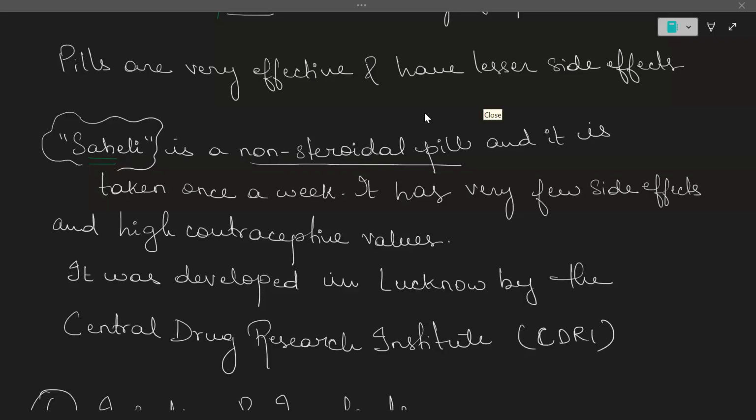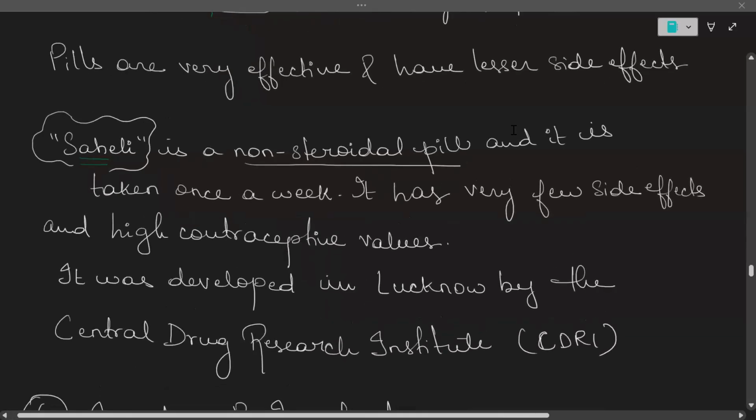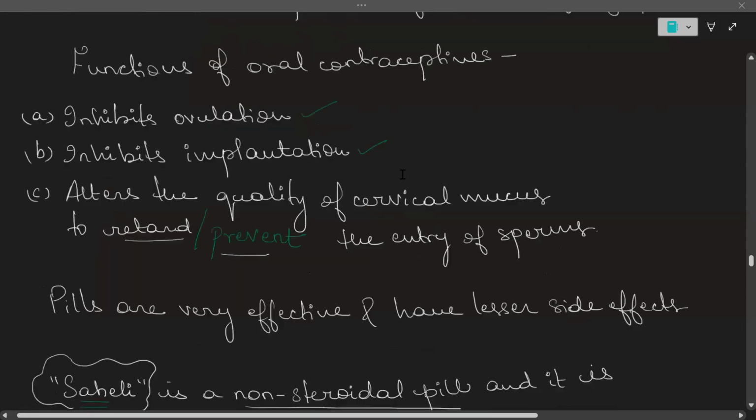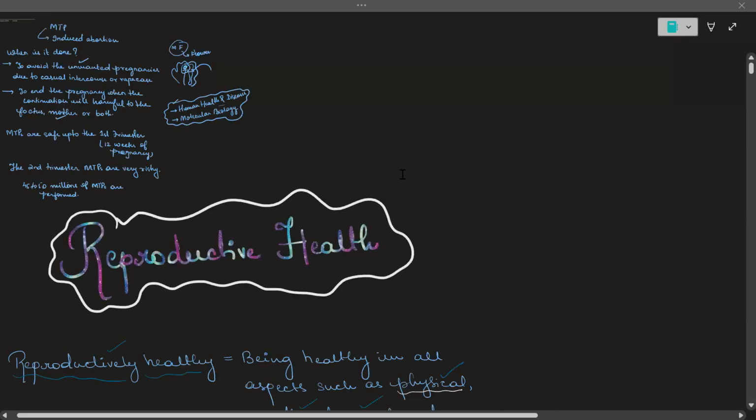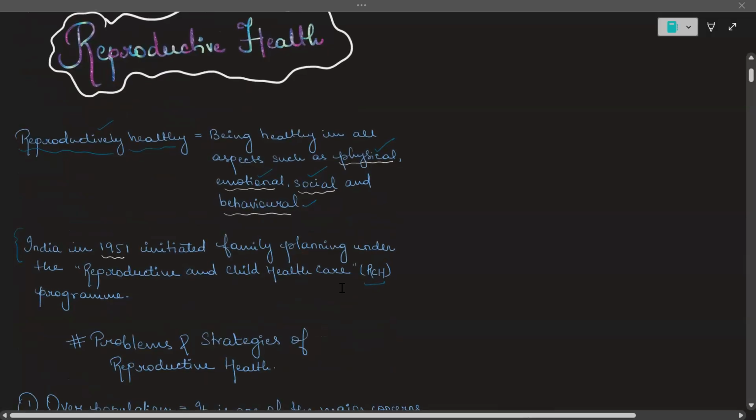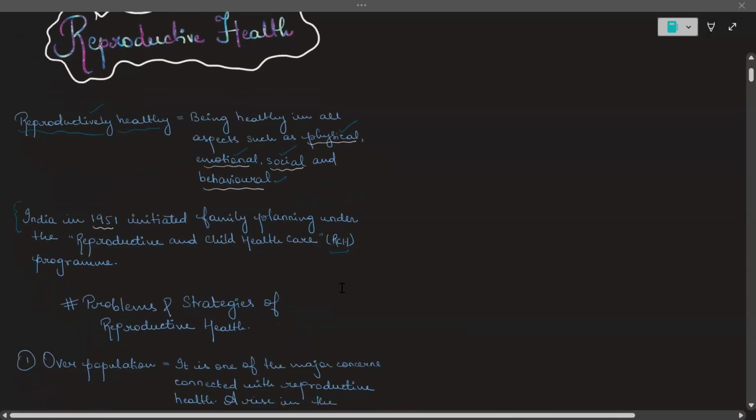Any doubts, Siddhika? Hello, am I audible? Okay, now you can start noting it down. Then we'll move forward.